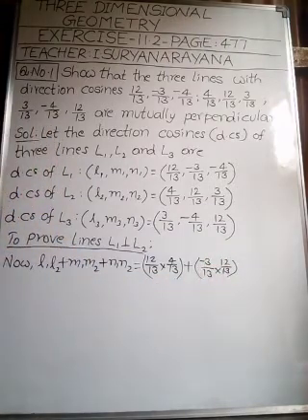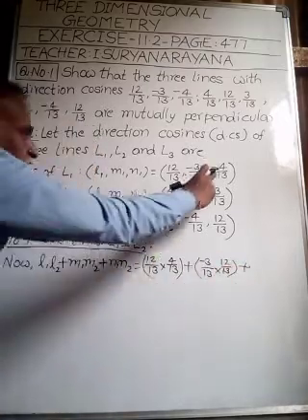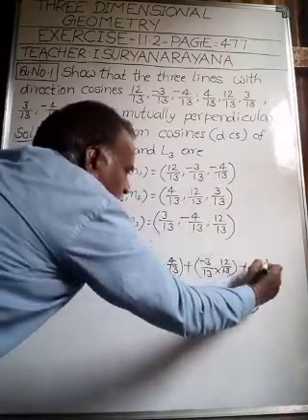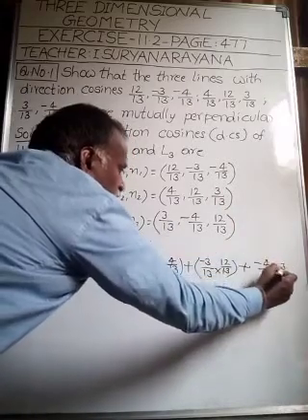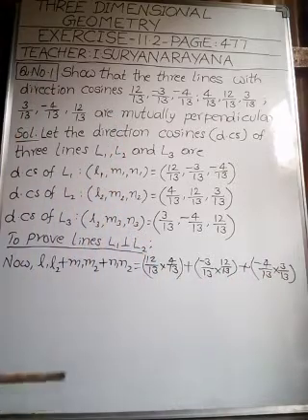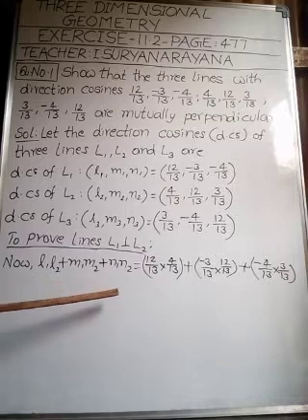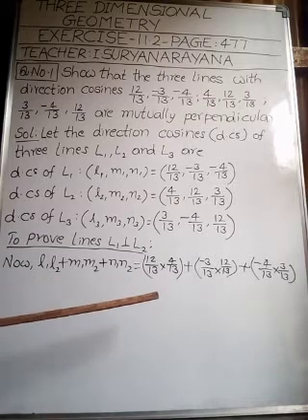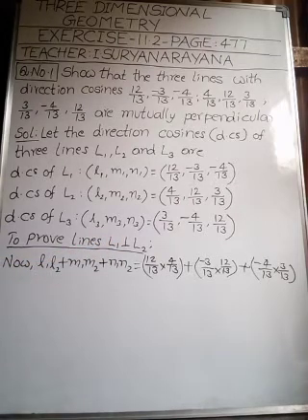Okay, my children. Now come to the third term, n1 n2. What is n1 here? Minus 4/13. Minus 4/13 into what is n2 here? 3/13. This is the third term. Okay, my children, we are finding the value of this expression. If you get the value of this expression as 0, then we can say that these two lines are perpendicular to each other.